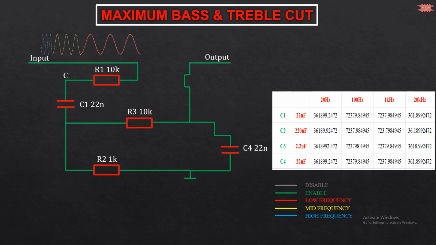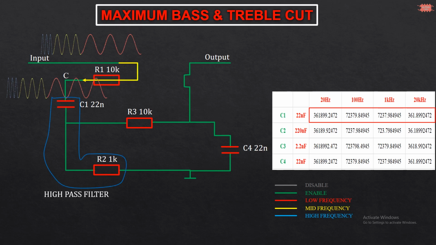The input signal goes through resistor R1. The C point has full bandwidth. Here, you note that the capacitor C1 and the resistor R2 form a passive high-pass filter, so that, low frequency is blocked. The remaining frequency goes via R3.